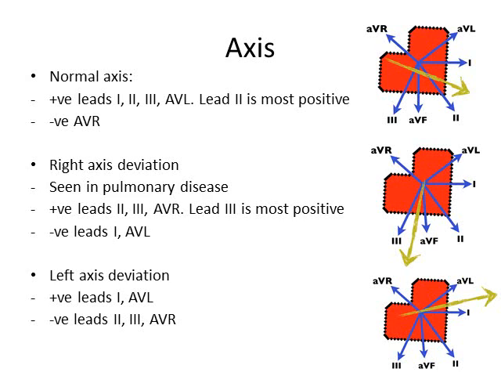And then left axis deviation is the opposite. So the positive leads are going to be 1, AVL, and then the negative leads are going to be these ones around here.